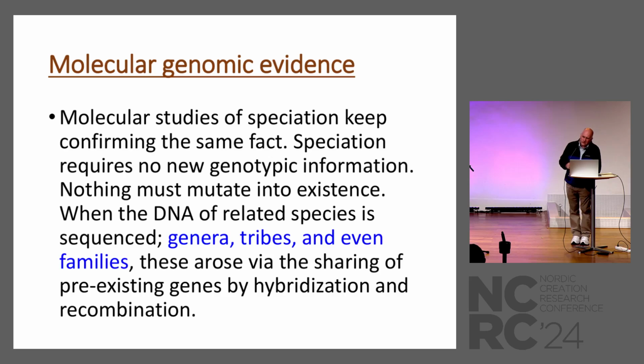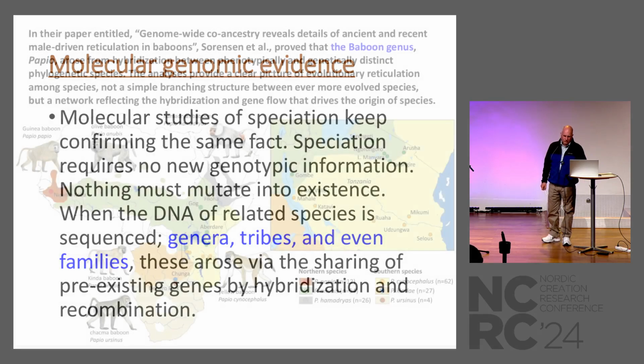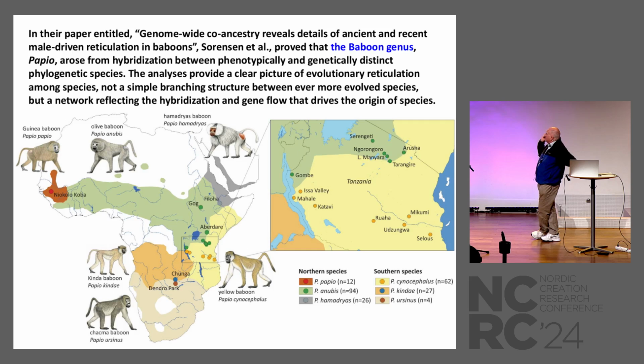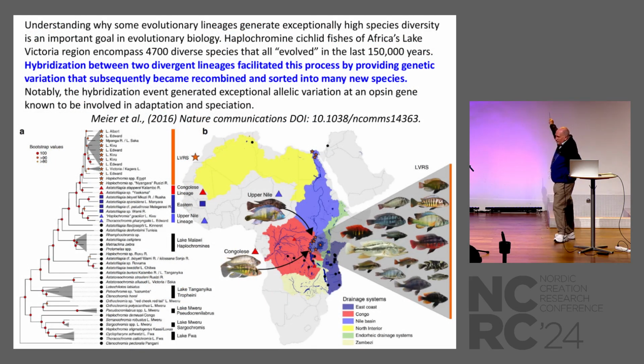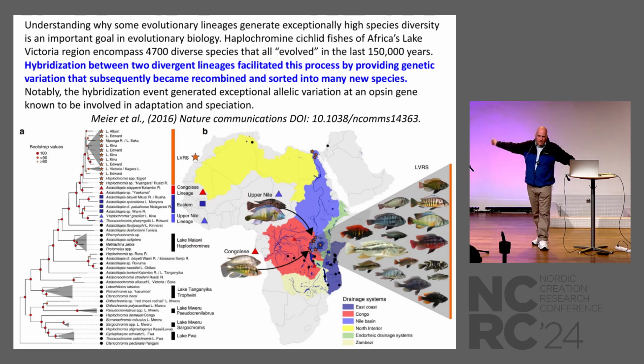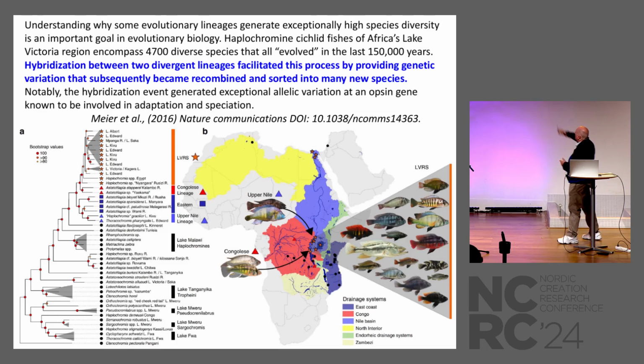When the molecular genomic studies came out, it was shown that this is the way we get our different species of gibbon. That's just a genus. It's also the way we get these cichlid fish species. Now that they've actually been studied, it's been shown that hybridization between two divergent lineages facilitated this process by providing genetic variation that subsequently became recombined and sorted into many new species. This is what the science is telling us.